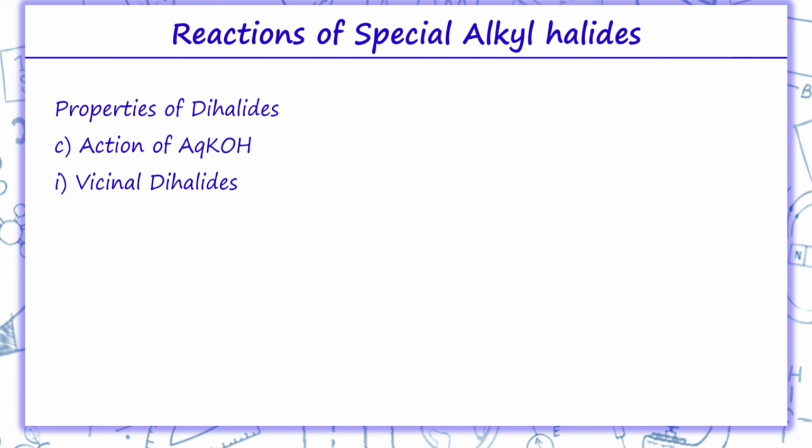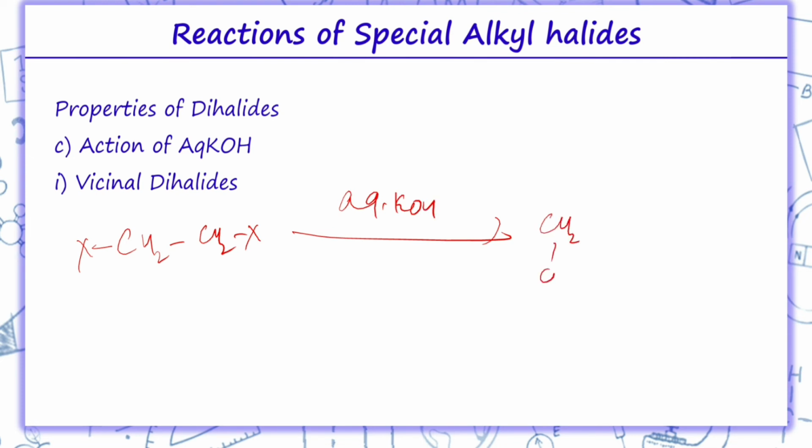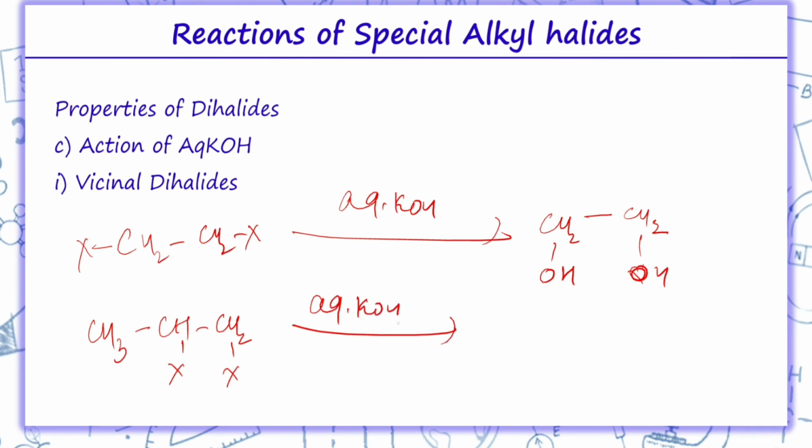Next is aqueous KOH. So when we have vicinal dihalide CH2X CH2X on reaction with aqueous KOH, so here X group will be substituted by OH. So we'll get diols. This is known as ethylene diol. Similarly, if we have vicinal dihalide, that is CH3CHX CH2X, if it reacts with aqueous KOH, we will get CH3CHOH CH2OH. So this is how vicinal dihalides react with aqueous KOH.